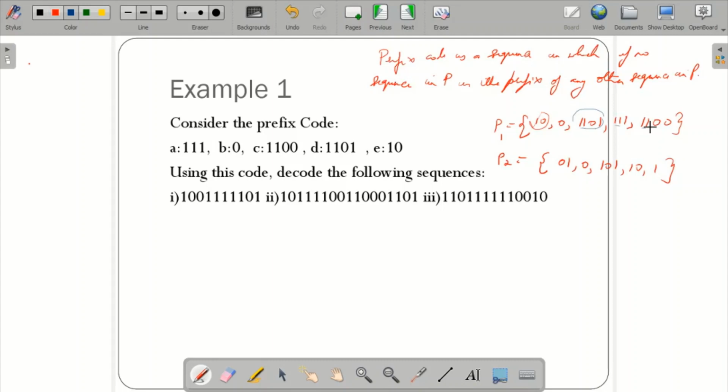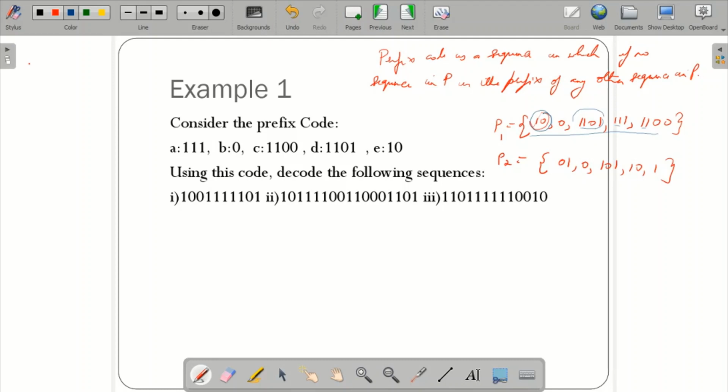So a prefix code is one where no sequence in P is the prefix of any other sequence. There are 1, 2, 3, 4, 5, 6 sequences, and all should be different from each other. Like 10 should not be a prefix of any of these. So this particular P1 is a prefix code.